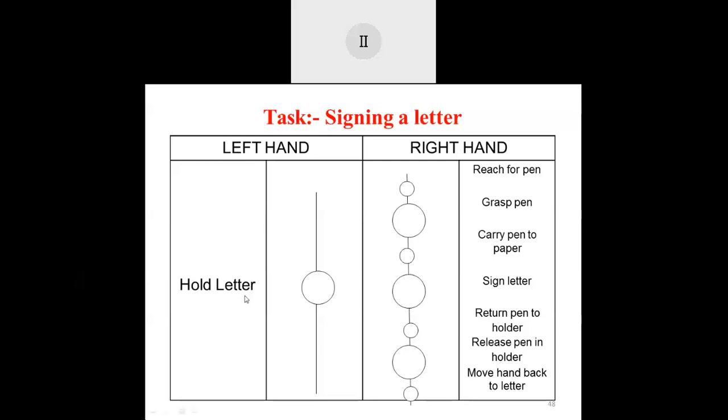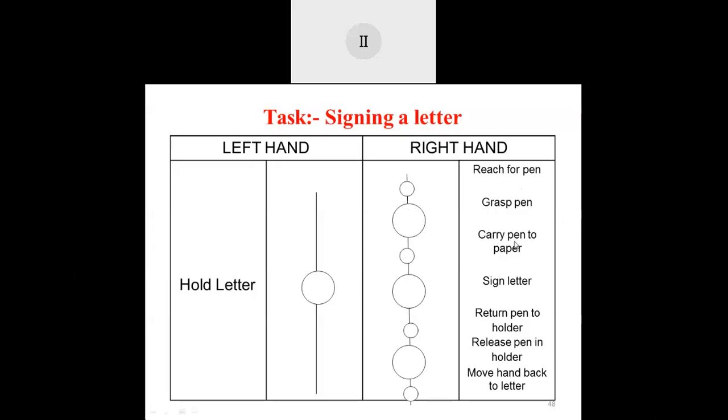So if you can see here, all the time your left hand will need to hold the letter. Just imagine with your left hand we are holding the letter, and by using the right hand, what will we do? There is a sequence of operations. First we need to reach to our pen, our hand movement. Then we need to grasp the pen. See, there is some operation. More, you can say, a larger circle means the time period is more.